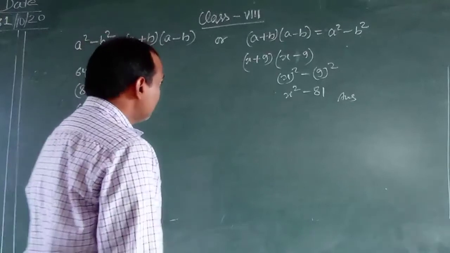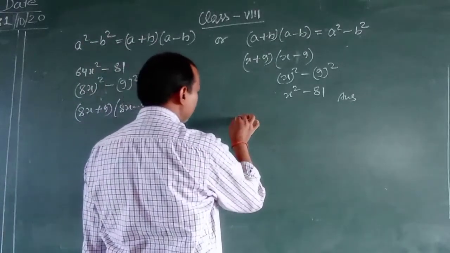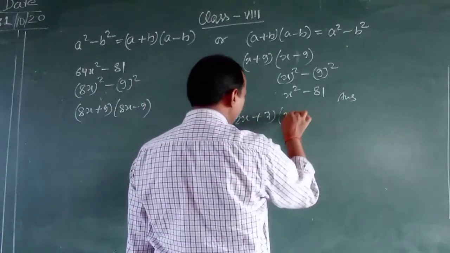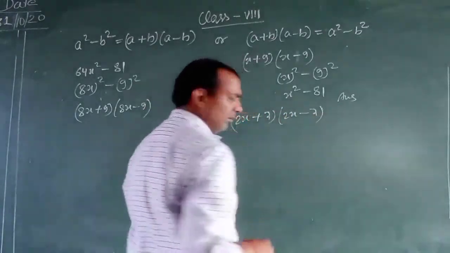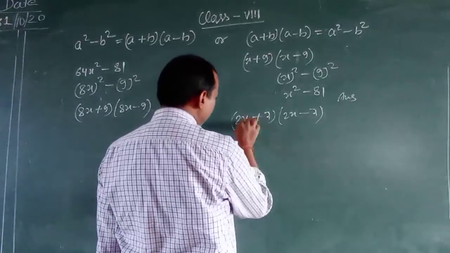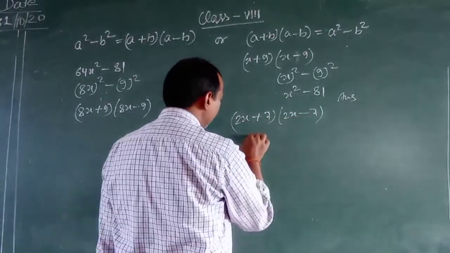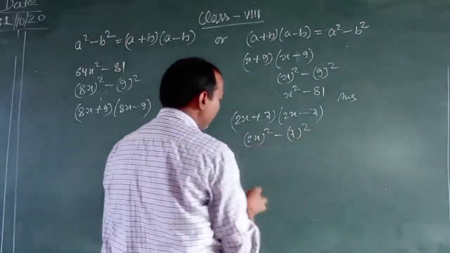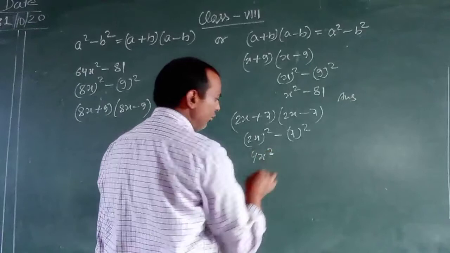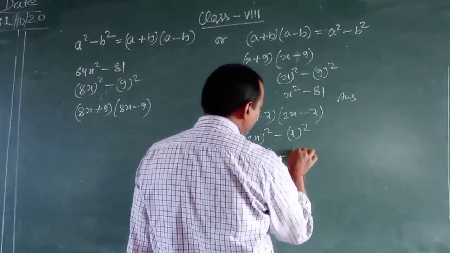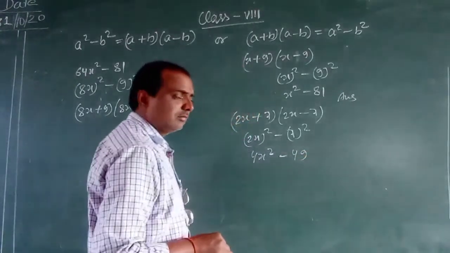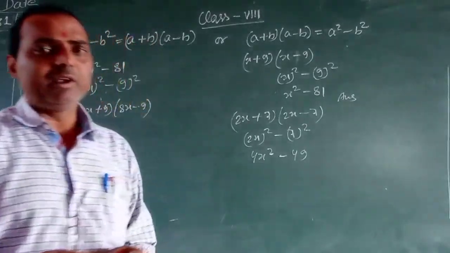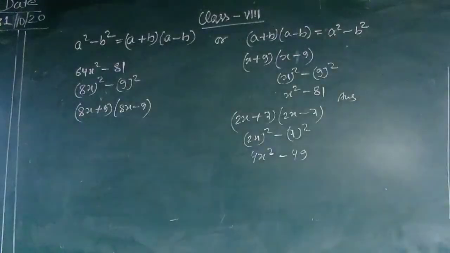Or if it is 2x plus 7 into 2x minus 7, it is a plus b and a minus b. So it will be 2x square minus 7 square. 2x square will be 4x square minus 7 square 49. इस तरह से इसे भी हम जो है डिफरेंट टाइप से सॉल्व कर सकते हैं.